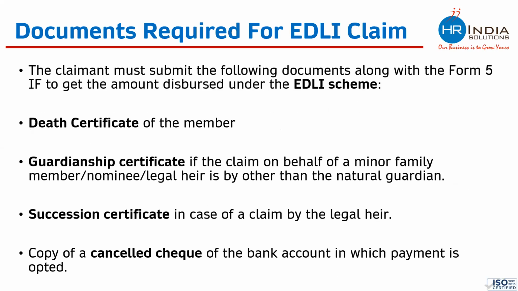Now coming to the documents required for the claim of the EDLI. The claimant must submit the following documents along with Form 5. Which documents? The death certificate of the member who died, and a guardianship certificate if the claim is made on behalf of a minor family member, nominee, or legal heir by someone other than the natural guardian. So if the claimant is a minor below 18 years of age, a guardianship certificate is required. Whomsoever is the guardian of that minor kid, the guardianship certificate is required for the claim of this EDLI scheme. Succession certificate in case of claim by a legal heir.